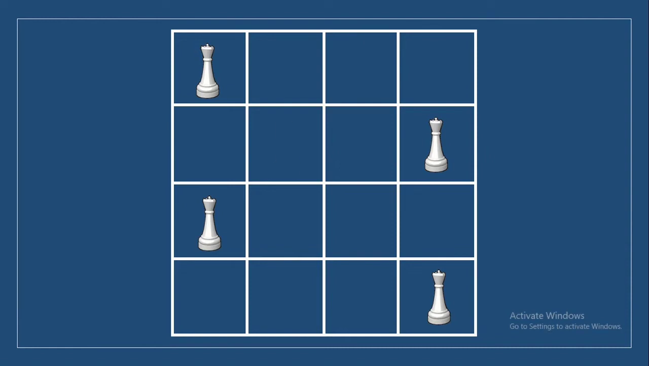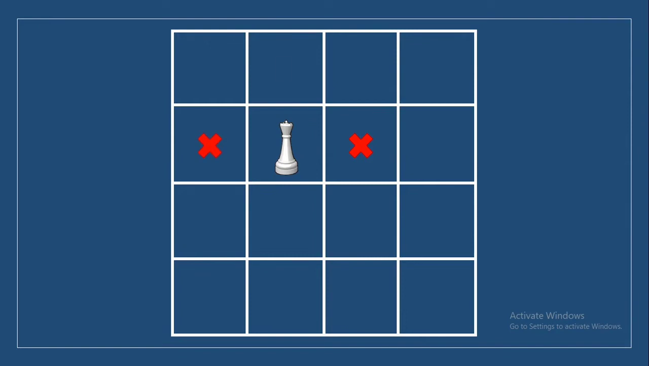next to each other. That means if a queen is present at this position, then we cannot insert another queen to the left of it, to the right of it, to the top of it, to the bottom of it, or any other diagonal position of it. So now let's have a look at the implementation of the same using Python.